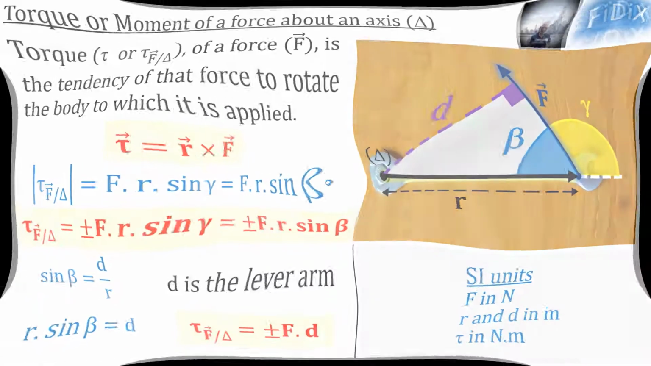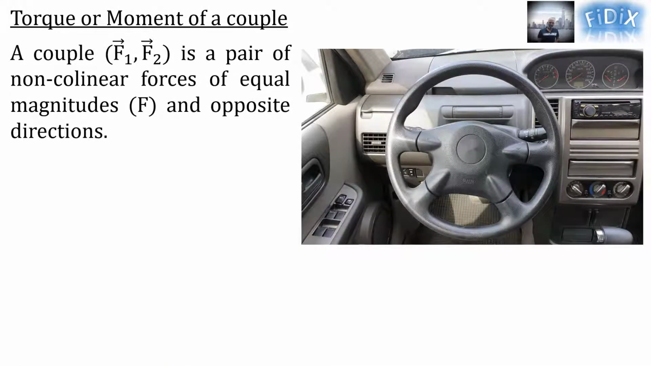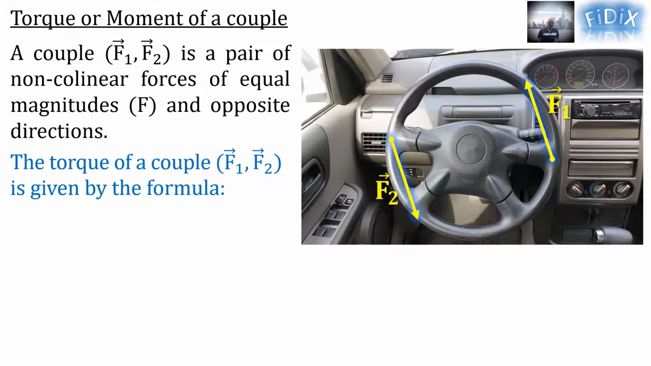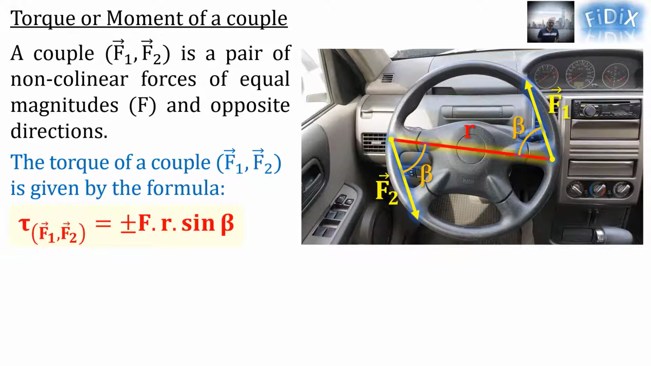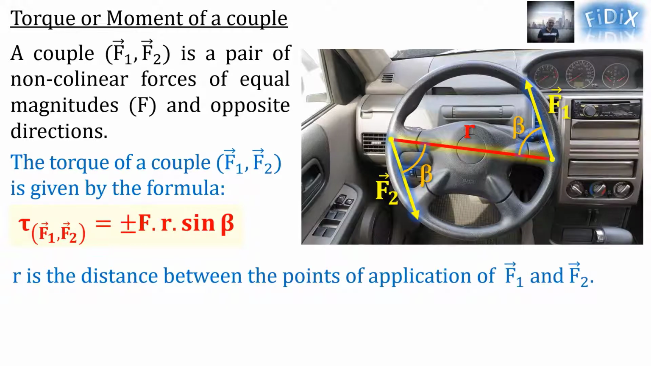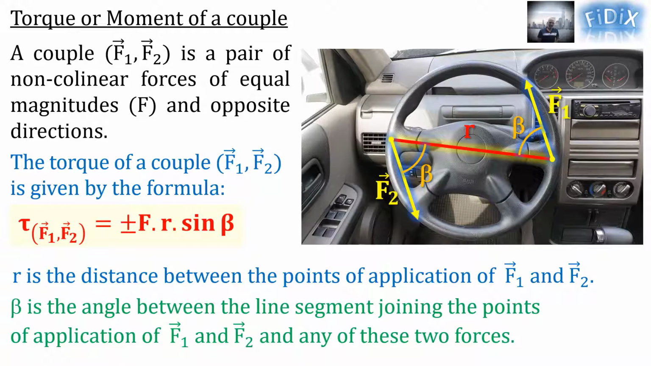Now let's define the couple as a pair of non-collinear forces of equal magnitudes and opposite directions. The torque of a couple F1, F2, where the magnitudes are equal to F, is given by the formula tau of F1, F2 is equal to plus or minus Fr sine beta, where R is the distance between the points of application of the two forces, F1 and F2, and beta is the angle between the line segment joining these points and any of these two forces.